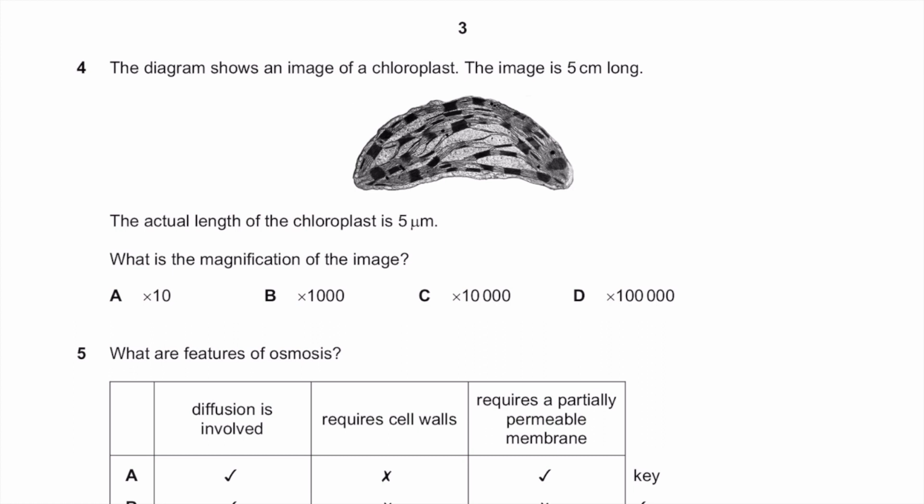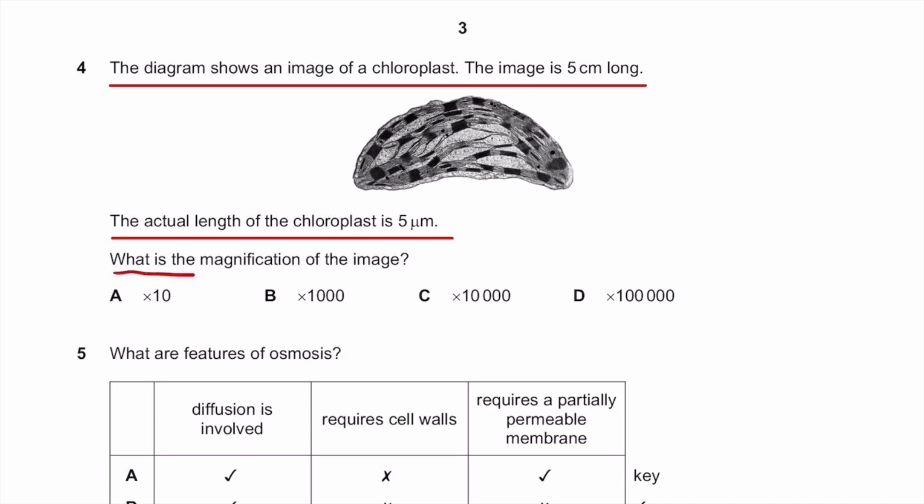Number 4. The diagram shows an image of a chloroplast. The image is 5 centimeters long. The actual length of the chloroplast is 5 micrometers. What is the magnification of the image?